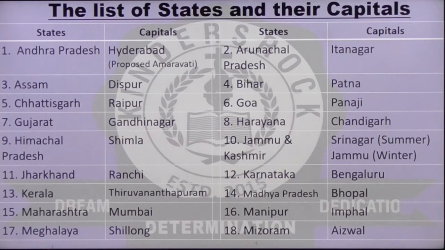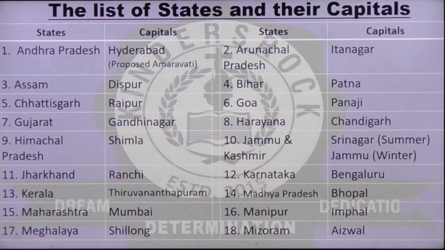Goa, the capital is Panaji. Gujarat, the capital is Gandhinagar. Haryana, the capital is Chandigarh. Himachal Pradesh, the capital is Shimla. Jammu and Kashmir, in the summer, when it is not very cold there, the capital is Srinagar because the climate is very pleasant. But in the winter, Srinagar is very cold. That's why they shift their capital to Jammu. So in the winter, the capital is Jammu.